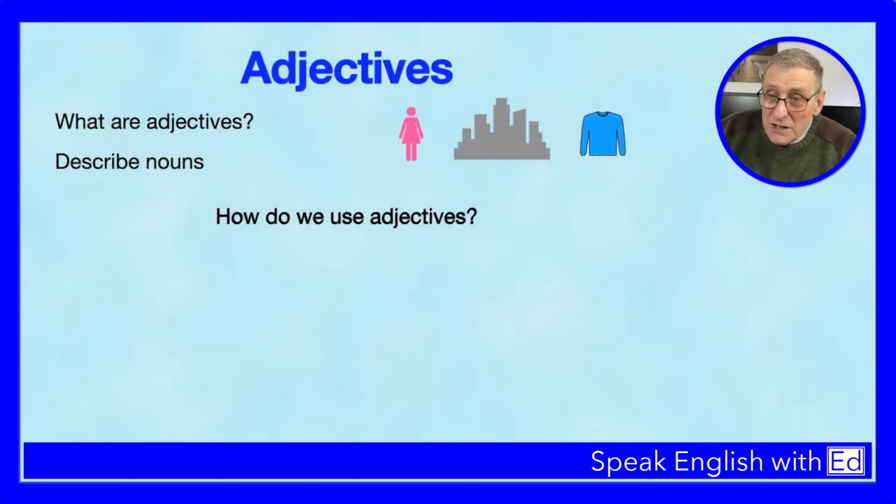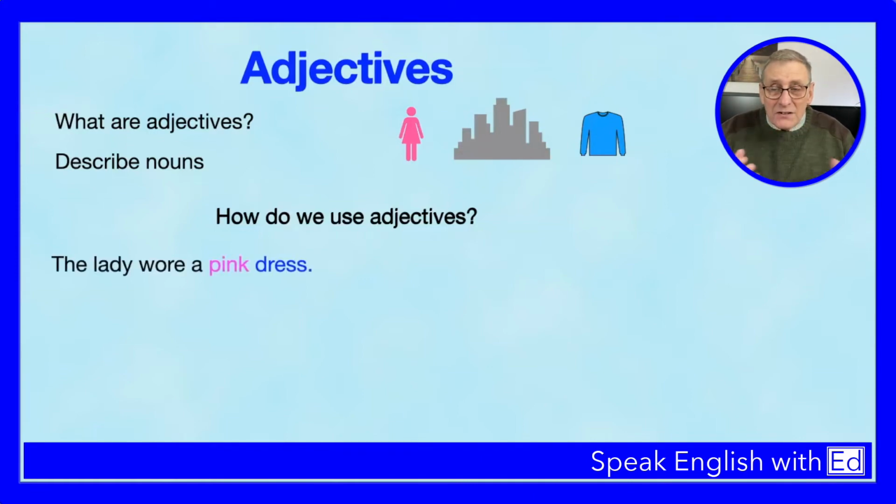So, how do we use adjectives? Well, adjectives are part of everyday speech. They're part of the sentences that we use every day, all day, every day. You use them all the time. So here we've got a sentence. The lady wore a pink dress. Pink is the adjective, and dress is the noun that the adjective is describing. So the lady wore a pink dress.